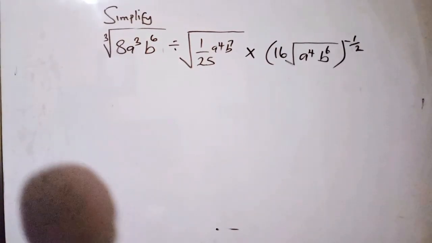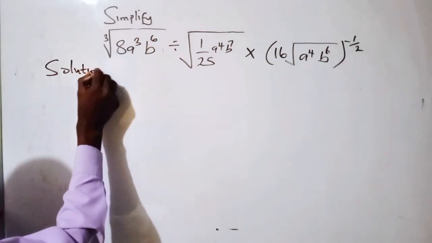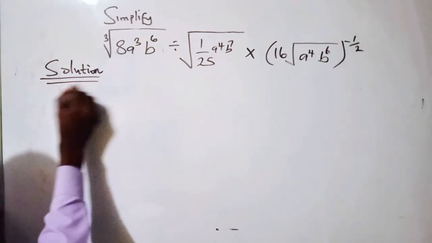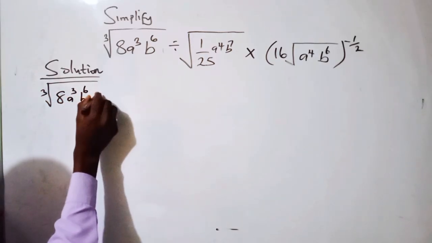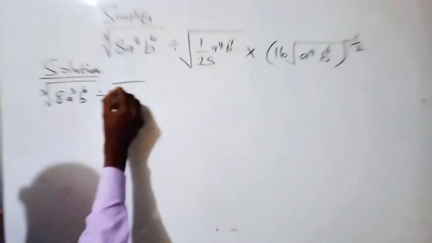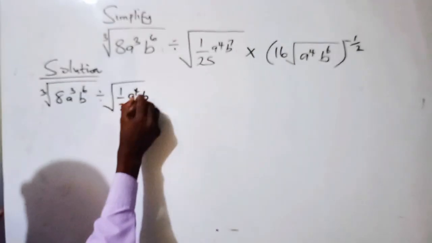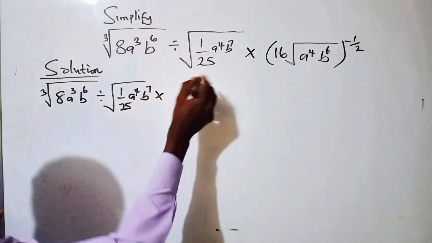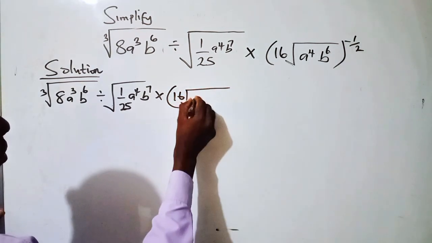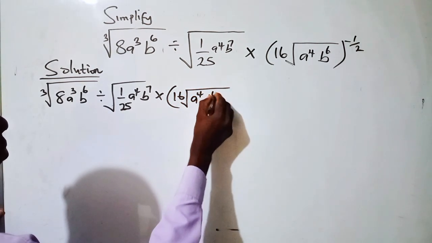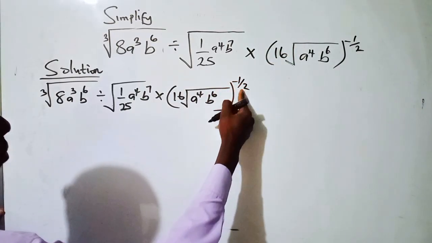The question says simplify this expression. So how do we do the solution? Okay, so we have the cube root of 8a raised to power 3 b raised to power 6, divided by the square root of 1 over 25 a raised to power 4 b raised to power 7, times, in parentheses, we have 16 square root of a raised to power 4 b raised to power 6. Here we have minus half as the power.